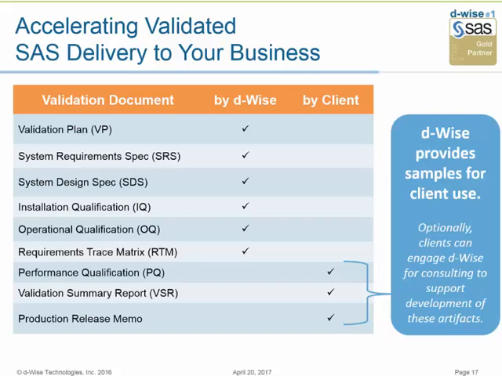But when you sign up with DWise to adopt the clinical acceleration platform, a validation plan, a requirement spec, a design spec, IQ and an OQ, and the requirements trace matrix are available to you immediately. You don't have to write them. You don't have to approve them. You don't have to deal with quality to understand the templates. DWise has these processes, and they're available right out of the box.